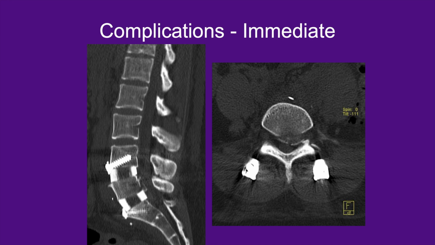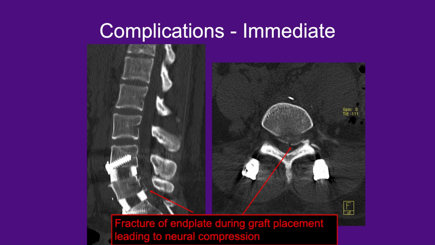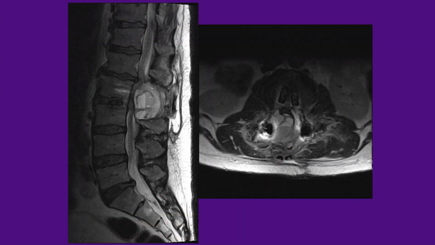Here, where we have placement of a femoral ring allograft at the L5-S1 segment and inadvertent shearing off of a section of the posterior inferior end plate of L5 and displacement into the region of the canal and the neuroforamen, resulting in return to the operating room.